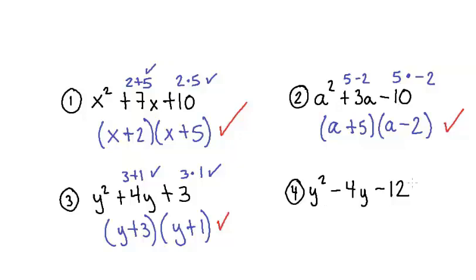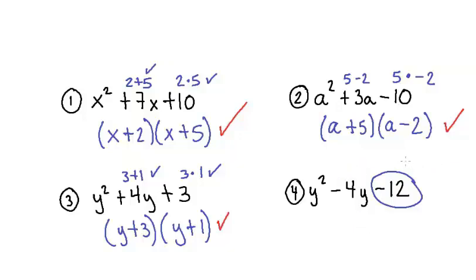Think on this one. Minus 12. If I use 6 times minus 2, okay, 6 times minus 2, can give me minus 12. But the problem is that 6 minus 2 does not give me -4, right? So it doesn't work with 6 and -2.